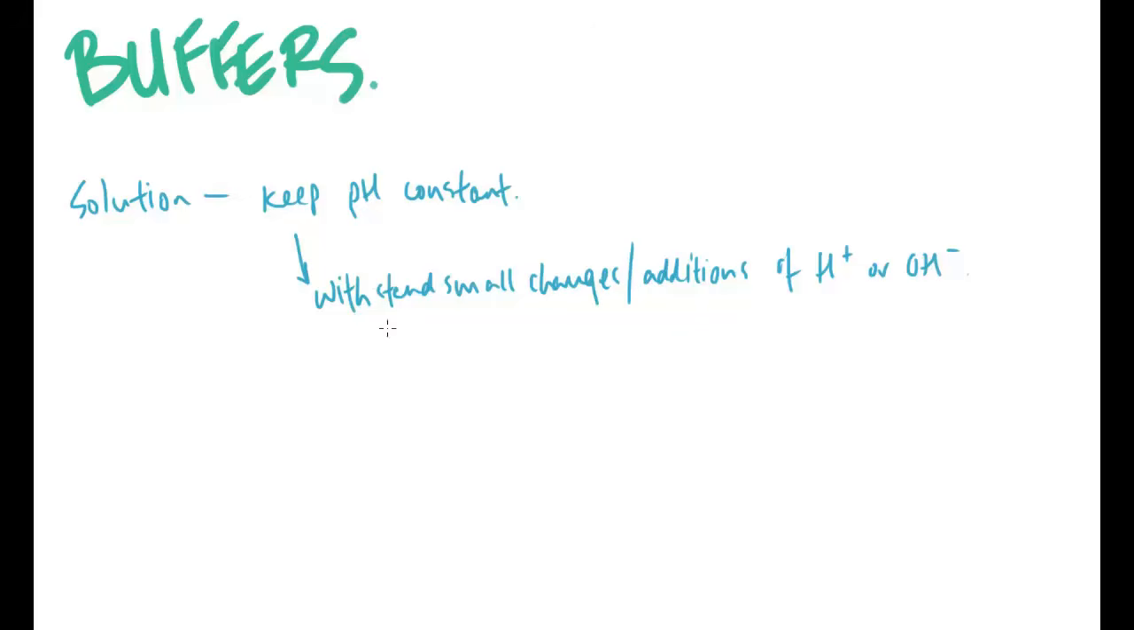You will get a small change, but the key here is that it's not going to keep it exactly constant, but it's going to keep it pretty constant. You're talking a second decimal point change often, with the addition of maybe 5 or 10 centimetres cubed of an acid or an alkali. So they're resistant to these small changes of H plus and OH minus in a buffer.